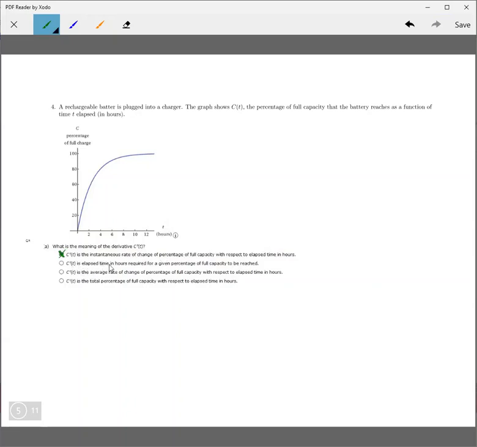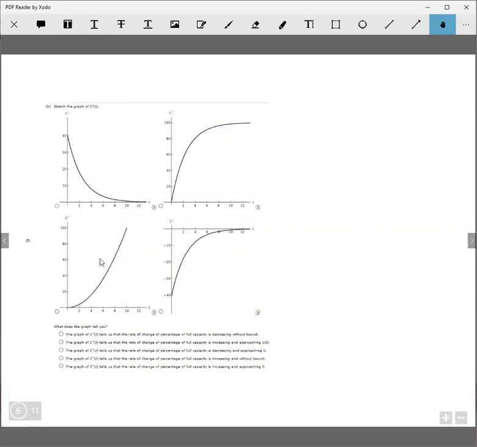Okay, the second one is elapsed time in hours required for a given percentage. No, average? No. C prime is instantaneous, it's not average. Okay, so derivatives are instantaneous, they're not averages. The slope of the secant line would be an example of an average. But the derivative is the slope of the tangent line, so that's instantaneous. And then this last one doesn't make any sense. Okay, so there's more parts to this. Remember, the next part: sketch the graph of C prime of t.